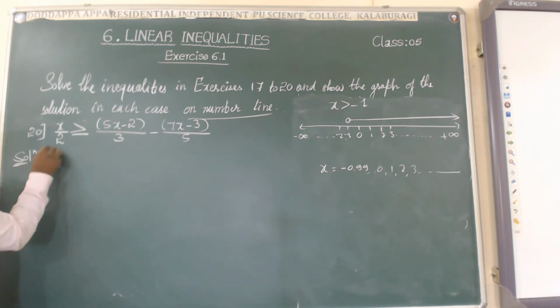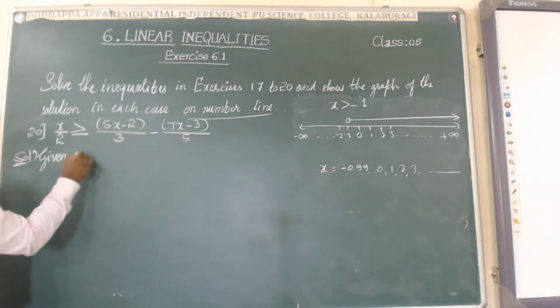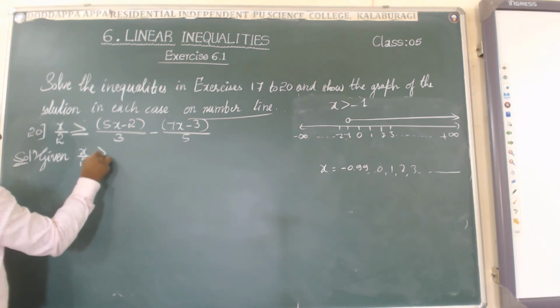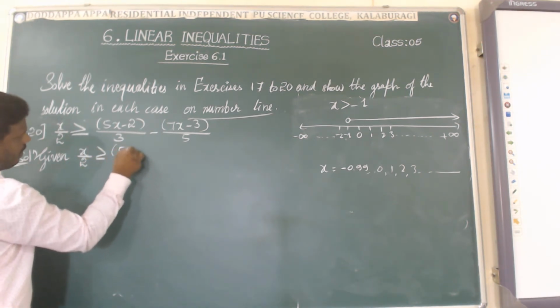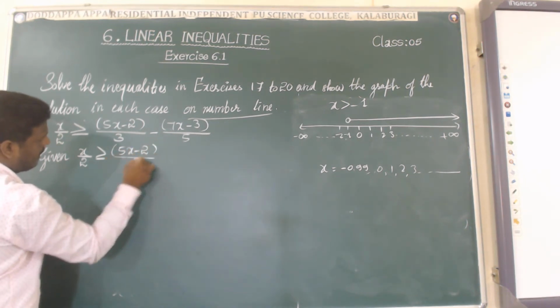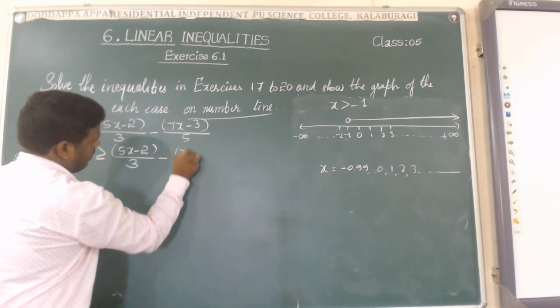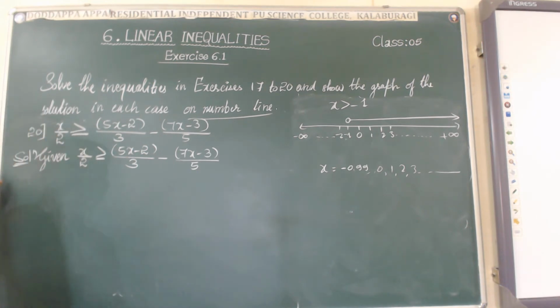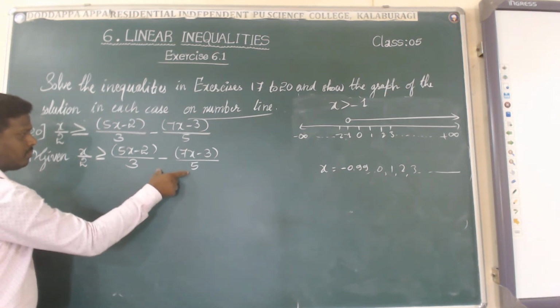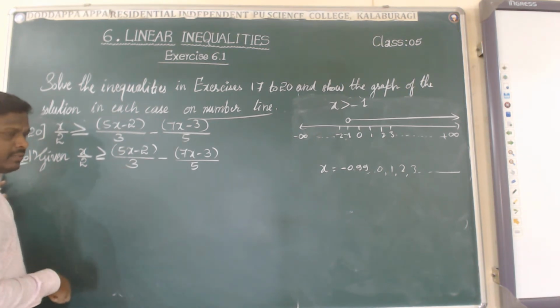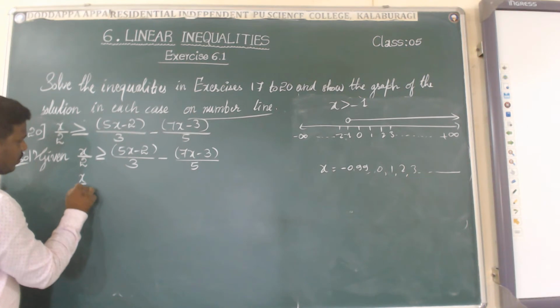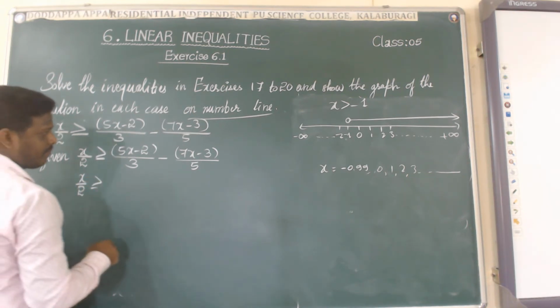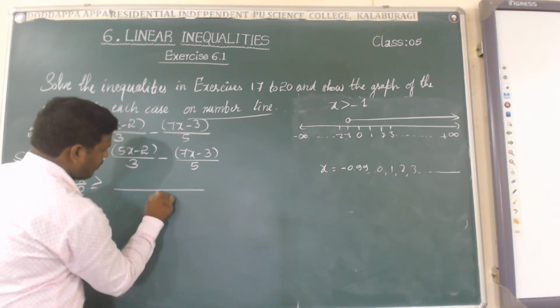I will write the given as is. x by 2 is more than or equal to (5x minus 2) divided by 3 minus (7x minus 3) divided by 5. Now I am going to simplify the RHS side. I am going to take the LCM of 3 and 5 here. x by 2 is more than or equal to... what is the LCM of 3 and 5? 15 it will come.